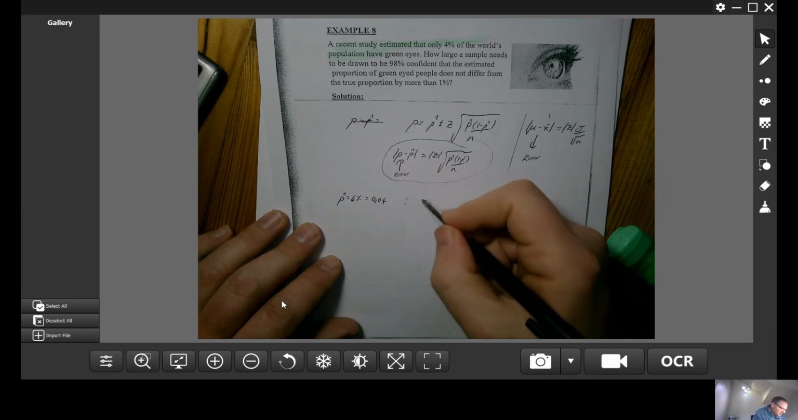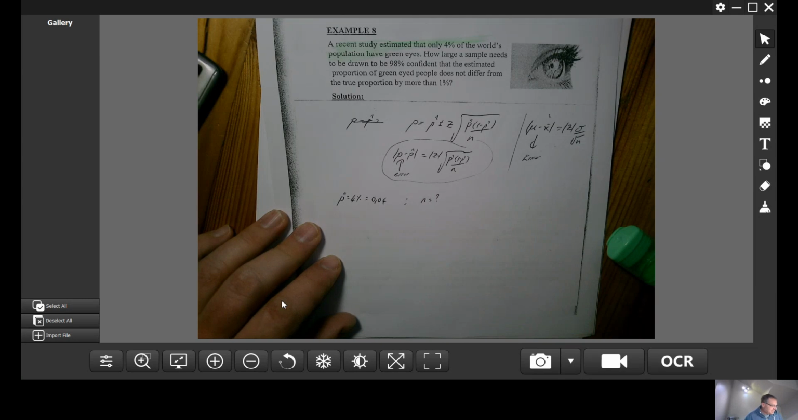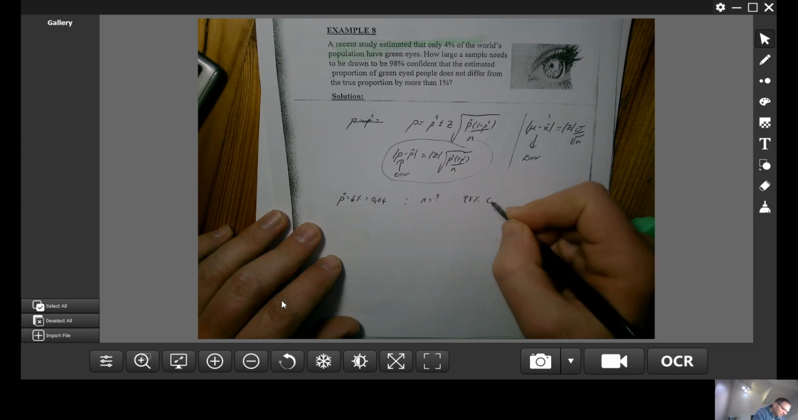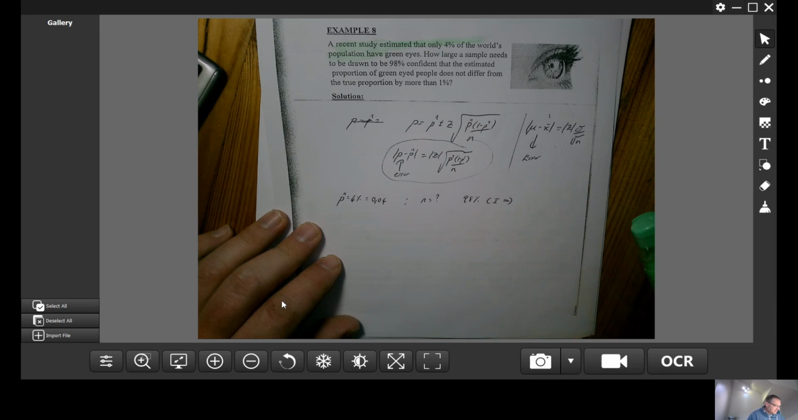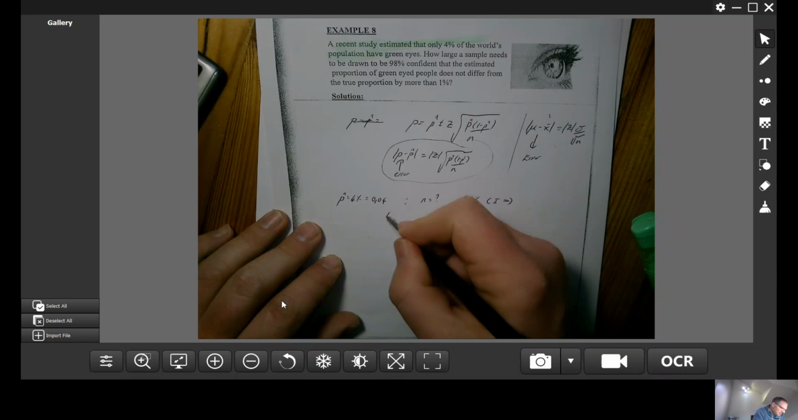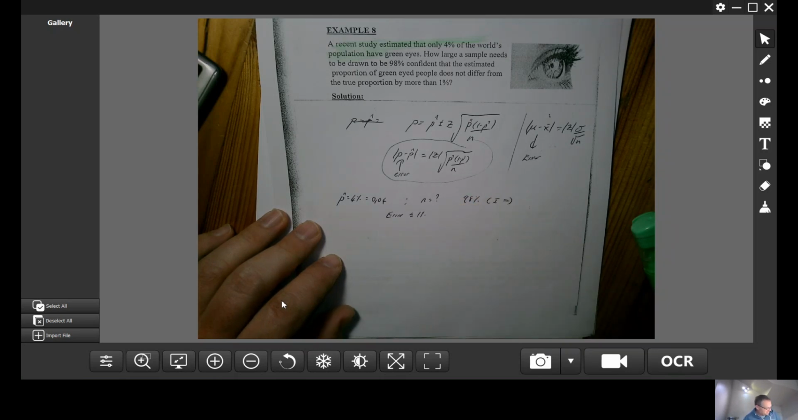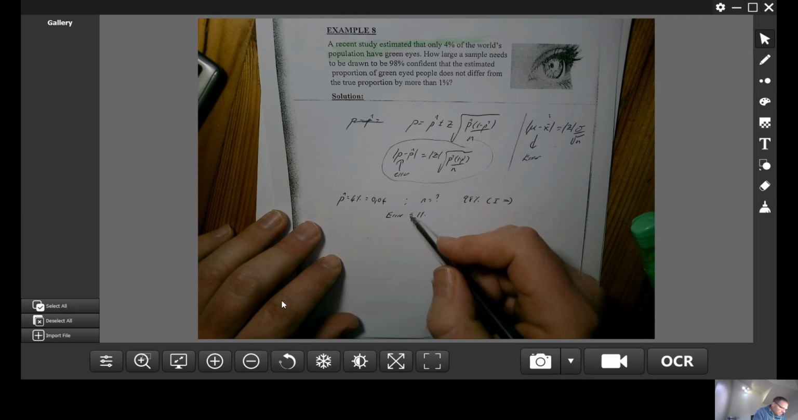How large a sample are they looking for? So they're looking for n. Needs to be drawn to be 98% confident. So we're looking at a 98% confidence interval. Okay. That the estimated proportion of green-eyed people does not differ from the true. So they want to know the error. They want the error, okay, to not be more than 1%. So the error must be less than or equal to 1%. Okay, so that's what we're working on.